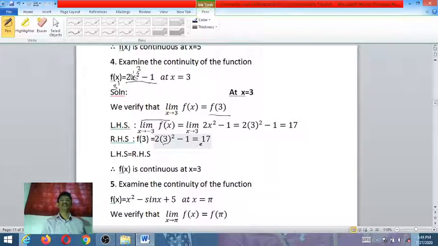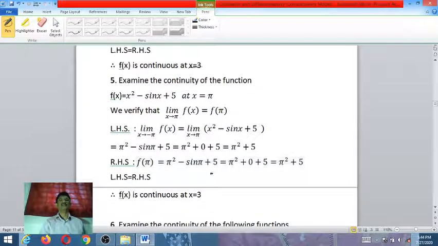So we see that the left hand side, that is limit of f of x as x extends to 3, this value is 17, and the right hand side is f of 3. That value is also 17. We see that the function is continuous at x is equal to 3. Come to the next problem here.